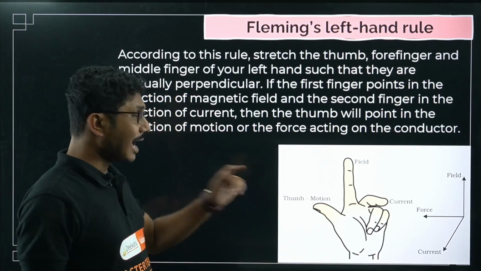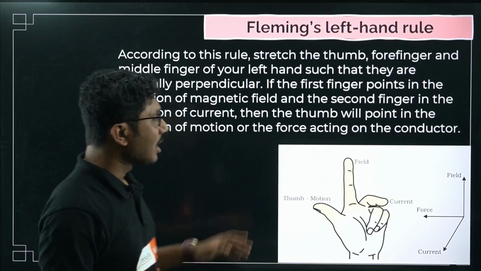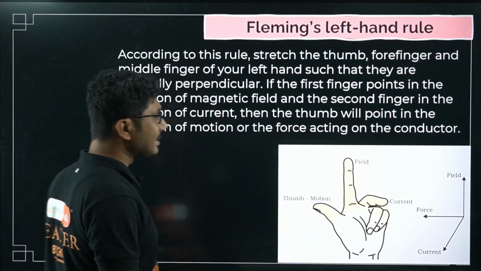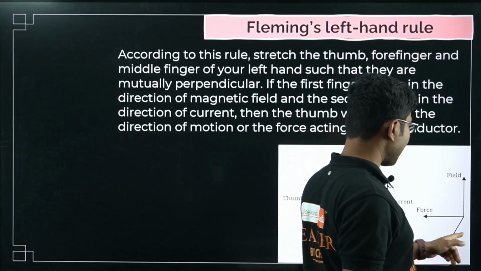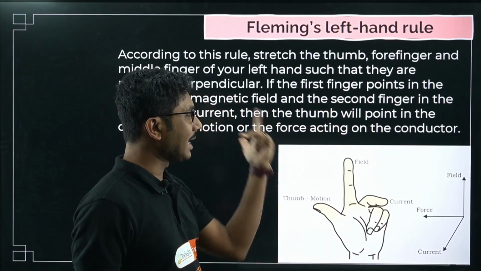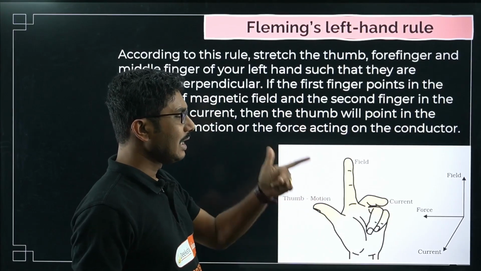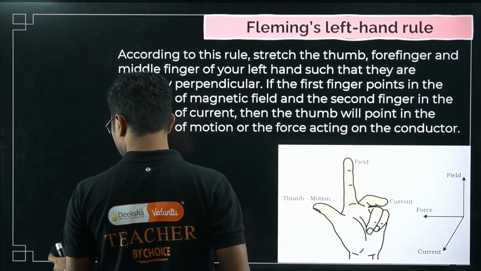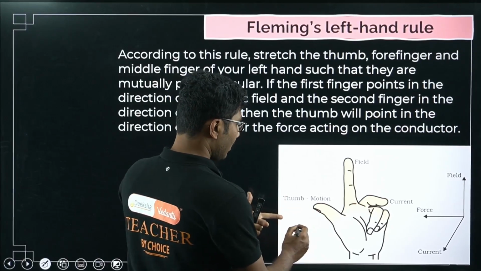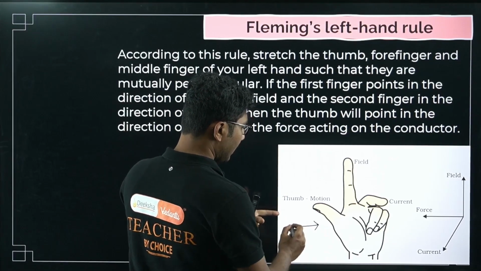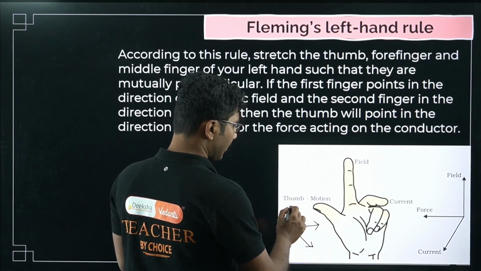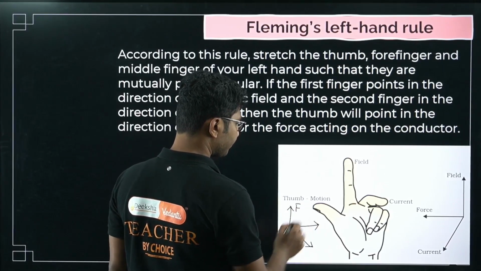I have seen students often confuse about how to draw this diagram. So what you can do is simply use this arrow diagram. That is fine, if you remember how to apply the arrow diagram. You can use another arrow diagram, I will show you that. So basically this is your forefinger, this is your middle finger, they are perpendicular, and this is the thumb. So this is the force.